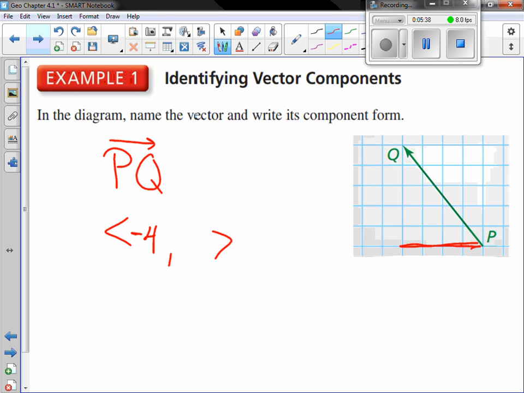And then from here we go up. 1, 2, 3, 4, 5. It's -4, 5. Because we're moving up, it's positive. And since we move to the left, it would be negative.